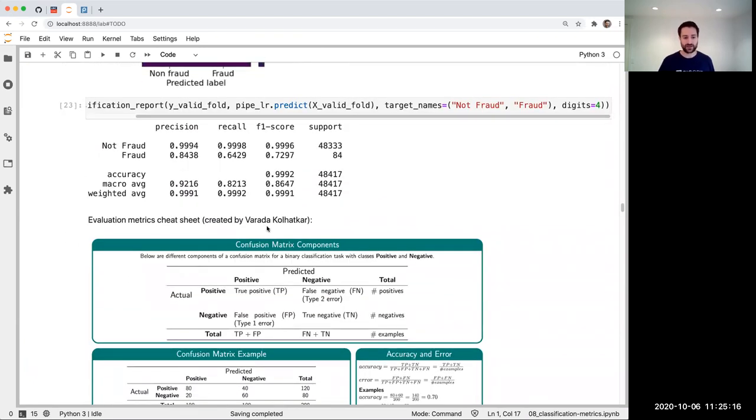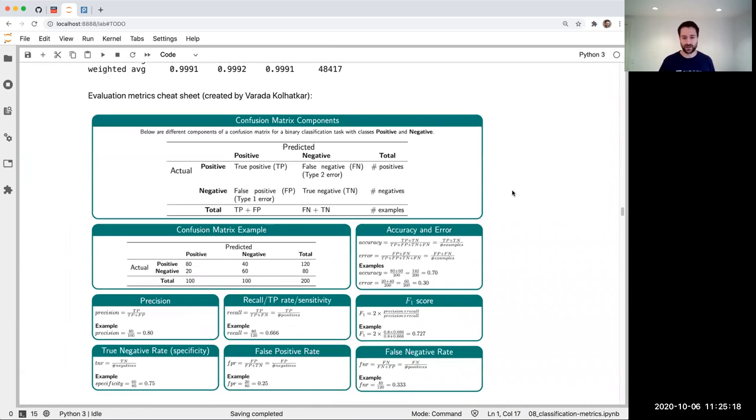My colleague Verida created this cheat sheet, which you can refer to later. That's just a really nice summary of all these things. So feel free to refer to this when you're working on this stuff. So there's a nice example and everything.